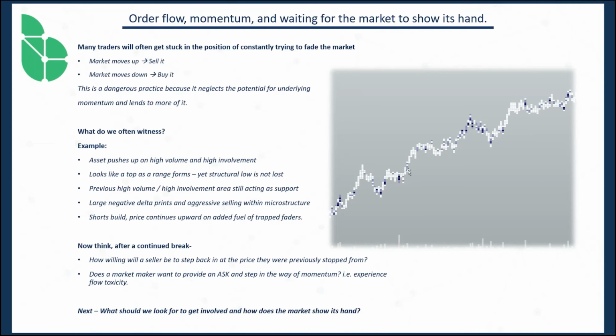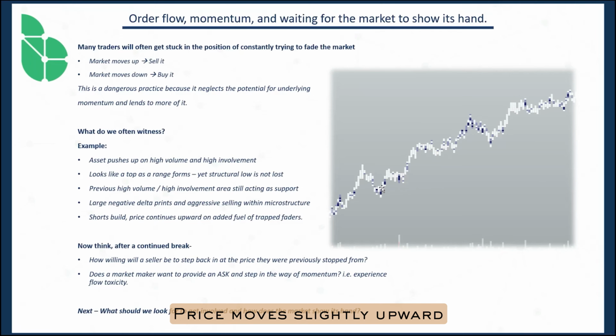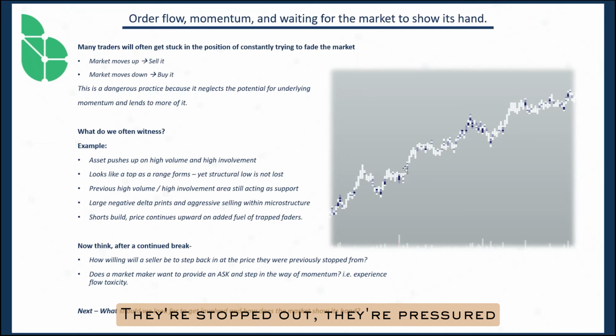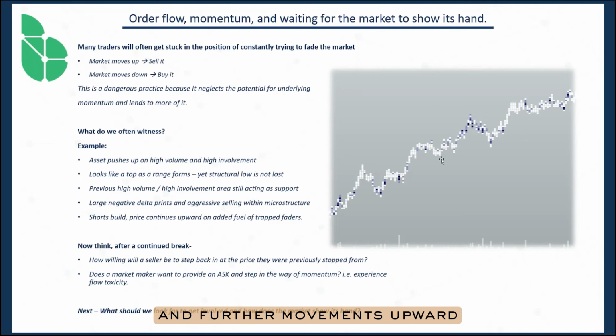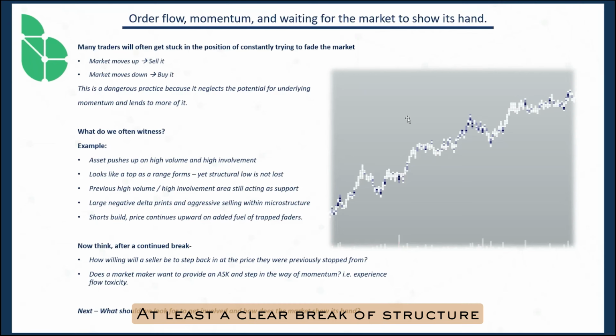Trends are messy. All right, so what happens is we get traders stepping in, selling. All right, price moves slightly upward. They're stopped out, they're pressured, and you get further and further movements upward. And again, everyone is trying to sell the top without a major break. And that's the key thing to pay attention to. Okay, waiting for the market to show its hand means waiting for a clear break of structure. All right, at least a clear break of structure.